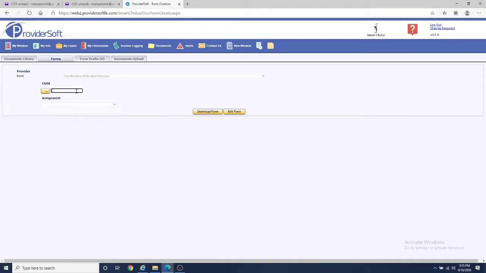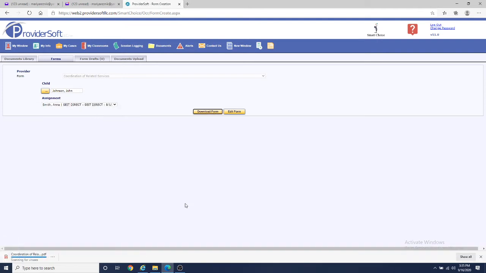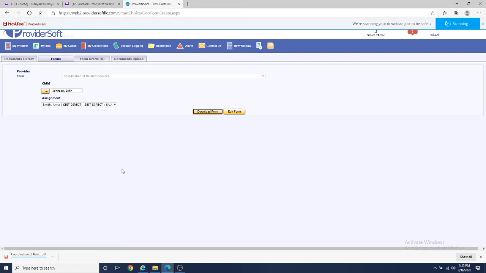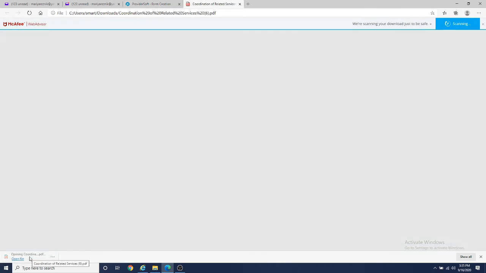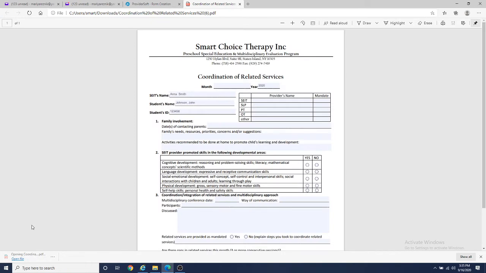We're going to type in our child's name, and then we're going to select our name. Download the form. Once the form is downloaded, please open it. And let's start. Here you're going to put the month the service took place. So let's say August 2020.